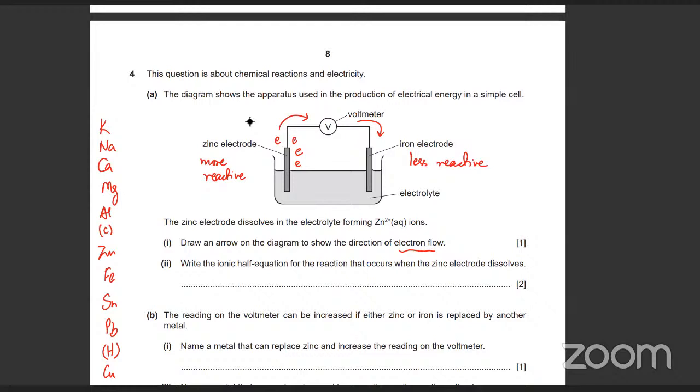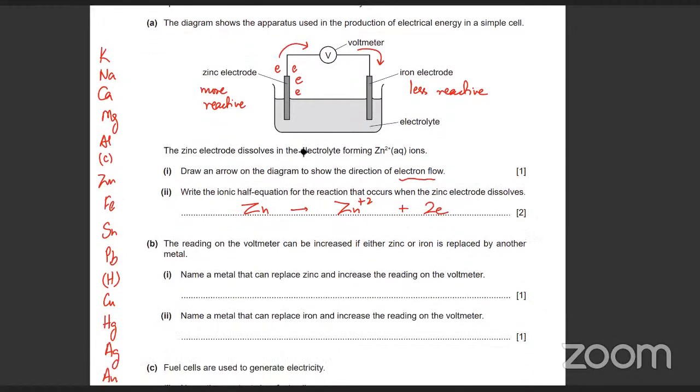Write the ionic half equation for the reaction that occurs when the zinc electrode dissolves. We read that it's the more reactive one, so it loses electrons. So zinc is the one that's going to lose electrons, and it will become a positive 2 ion. Is this clear?